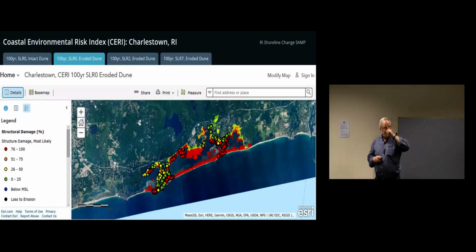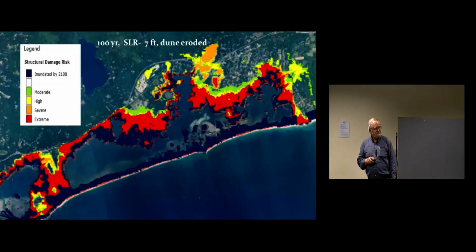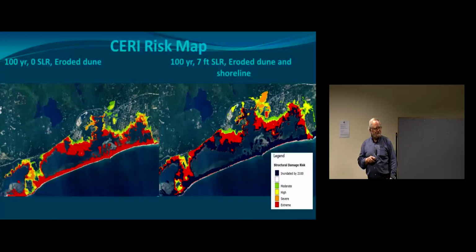So I overlaid the actual results of the Siri calculation, and they're there, and you can see that the colors are exactly the same, right? And there it is with 7 feet. So 7 feet, and we've also used the color, right? So inundated by 2100, so you can see the change. And there they are side by side.